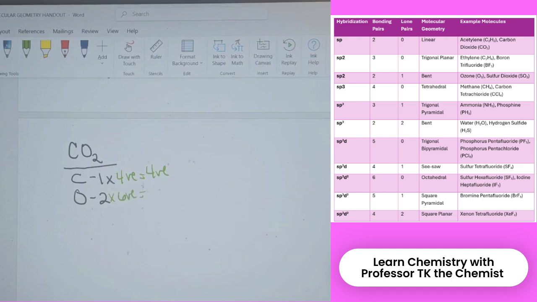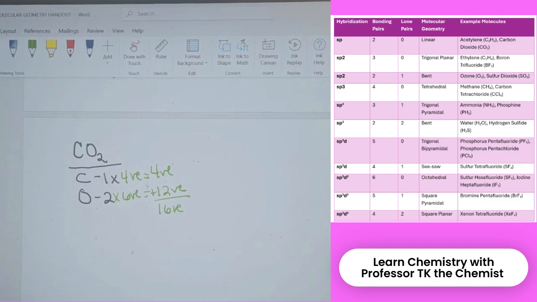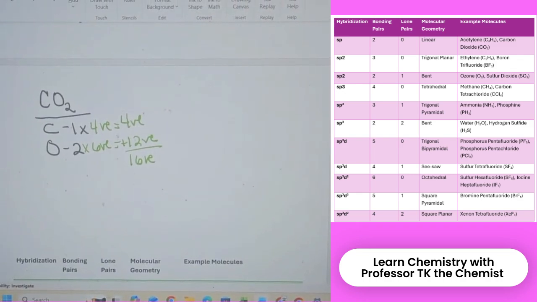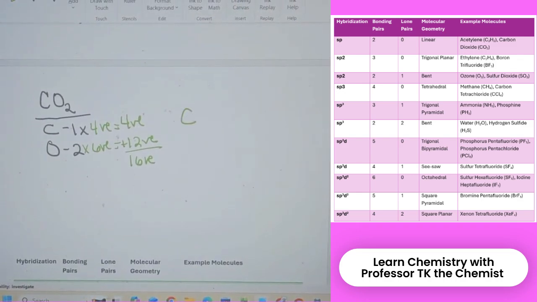You drop the 1, that's where the 6 comes from. But you have 2 oxygens, so 2 times 6 is 12. Now, when you add them together, you get 16 valence electrons.